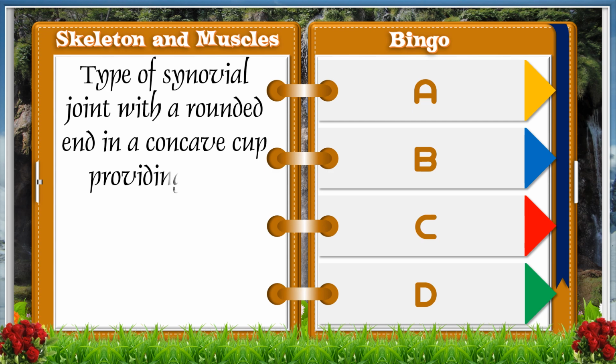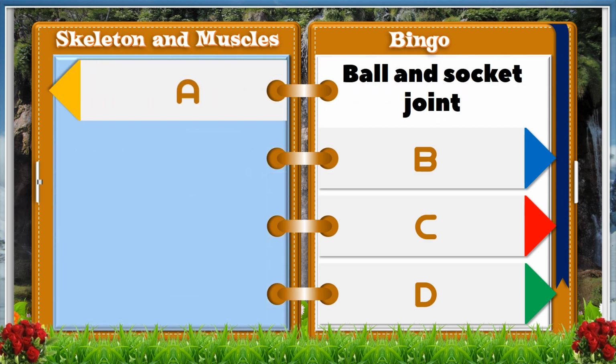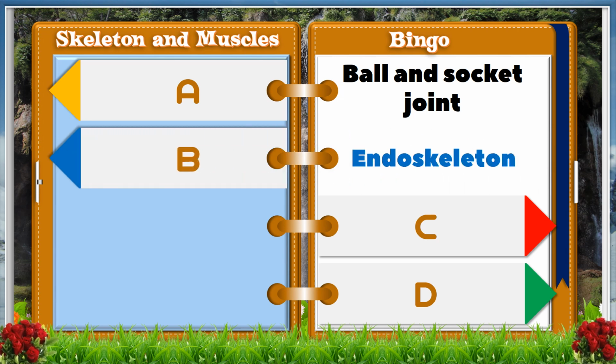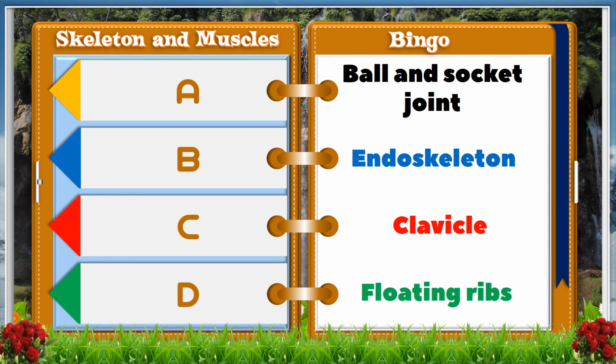Type of synovial joint with a rounded end on a concave cap, providing great freedom of movement. For example, shoulder and hip joints. A. Ball and socket joint. B. Endoskeleton. C. Clavicle. D. Floating ribs. And the answer is A. Ball and socket joint.